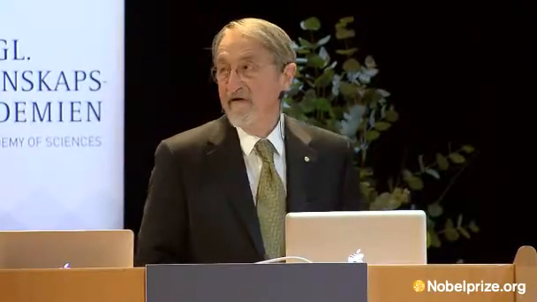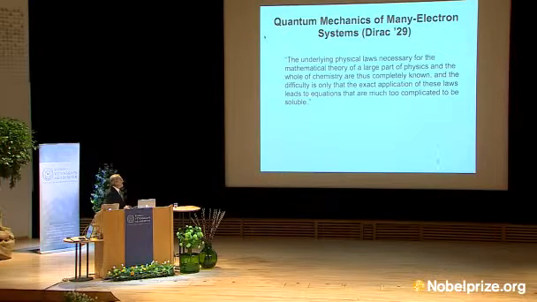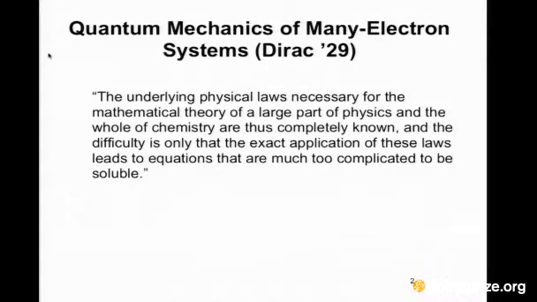more complex quantum mechanics. And if we look at something that Dirac wrote in 1929, which many of you are familiar with, he said, "The underlying physical laws necessary for the mathematical theory of a large part of physics and the whole of chemistry are thus completely known, and the difficulty is only that the exact application of these laws leads to equations that are much too complicated to be soluble."